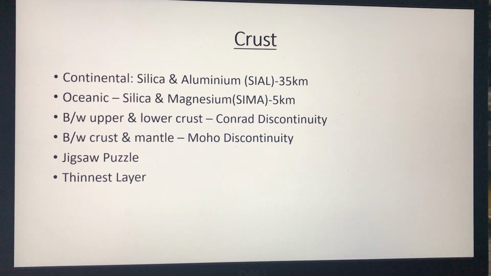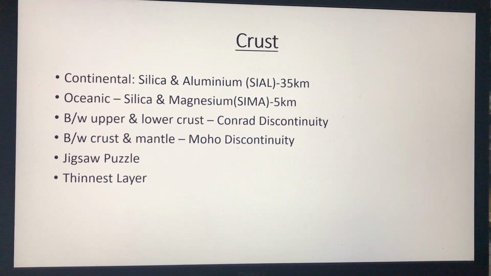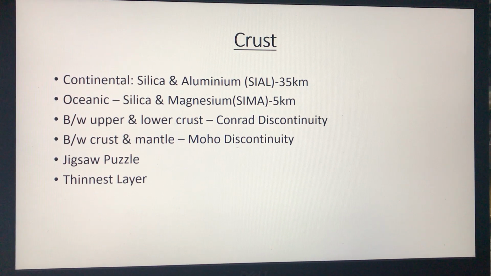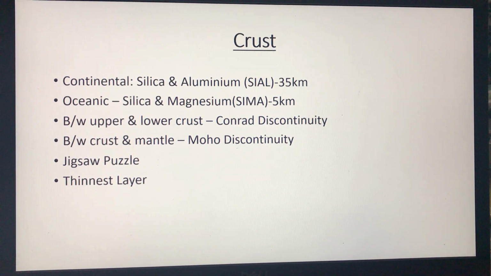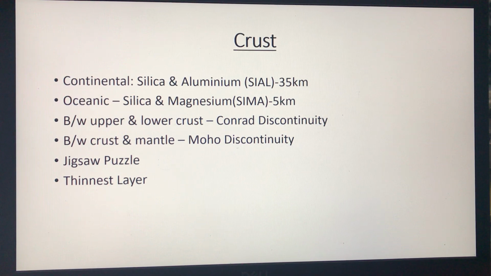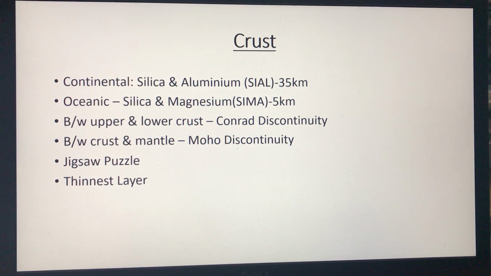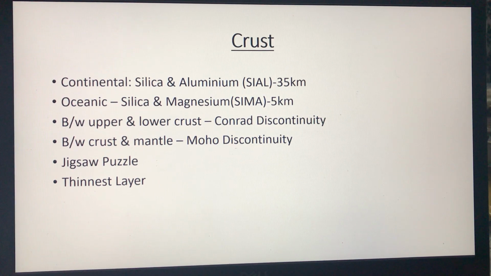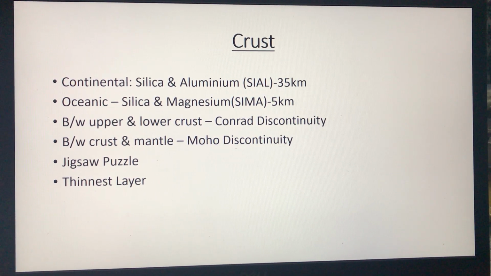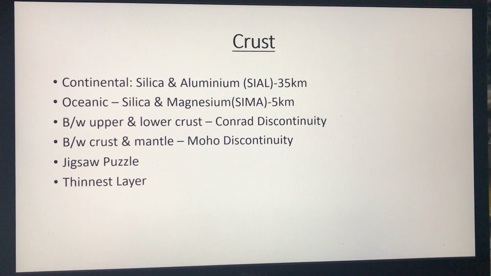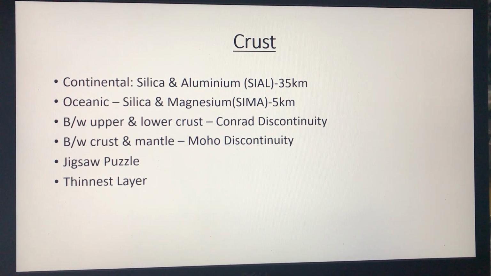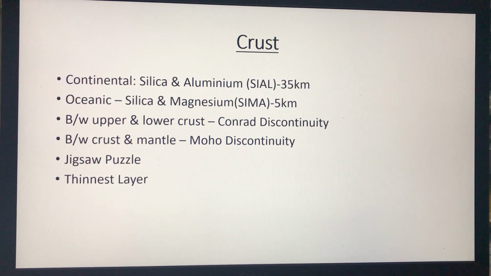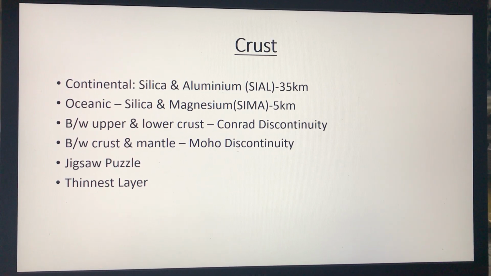However, despite being 35 and 5 kilometers, as we have seen, the crust is considered to be one of the thinnest layers amongst all the three layers. And what were the three layers? The crust, the mantle, and the core. So you have the crust, which is the thinnest of all.